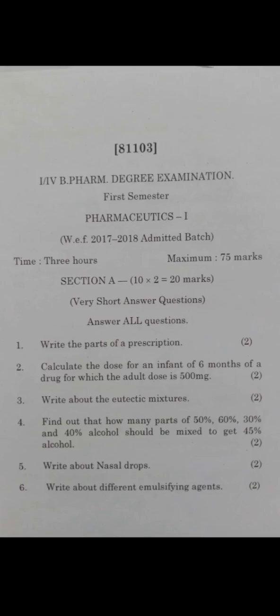And write about eutectic mixtures: you should write what eutectic mixtures are, and find out how many parts of 50%, 60%, 30% and 40% alcohol should be mixed to get 45% alcohol. This question is there in the standard books, so it's better to go and check that book, or else if you ask me this question, I'll surely post the answer. Remember, this question is also important.